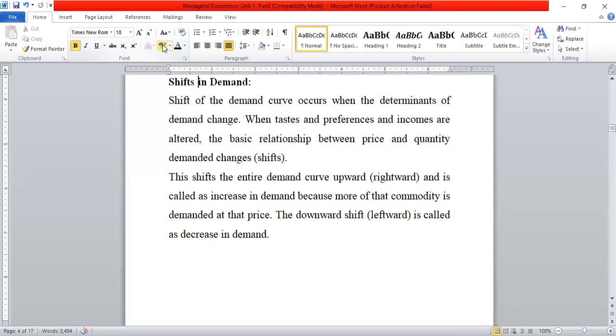So, there is a change or shift in demand. That is called shift in demand. And the shift in demand may be of two types: rightward shift and leftward shift. A rightward shift means a shift of the entire demand curve upward or rightward, and that's called increase in demand.